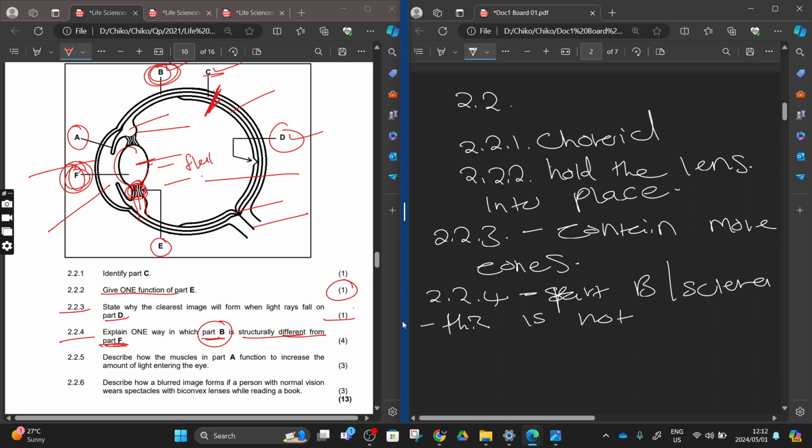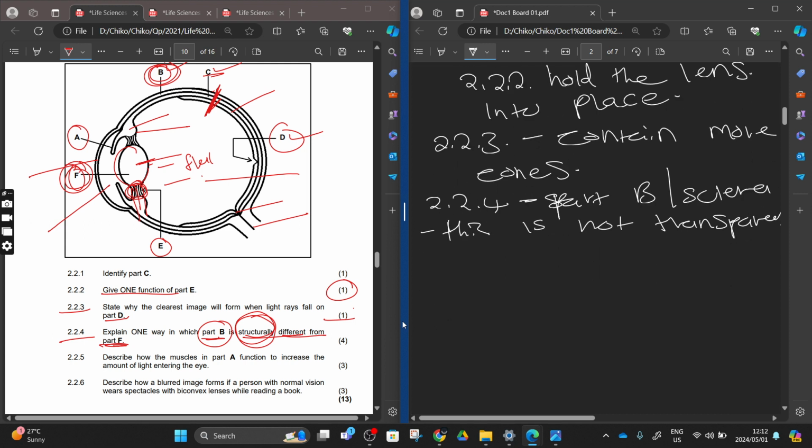They said they want it structurally. How is it structured? It is structured in a way that it is not transparent. While part F is transparent, it is 4 marks. So you want to state a difference that applies to B but not to F, and also something that applies to F but not to B. Here you say this part is not transparent, and part F is our lens, and the lens is transparent. 1 mark, 2 marks.